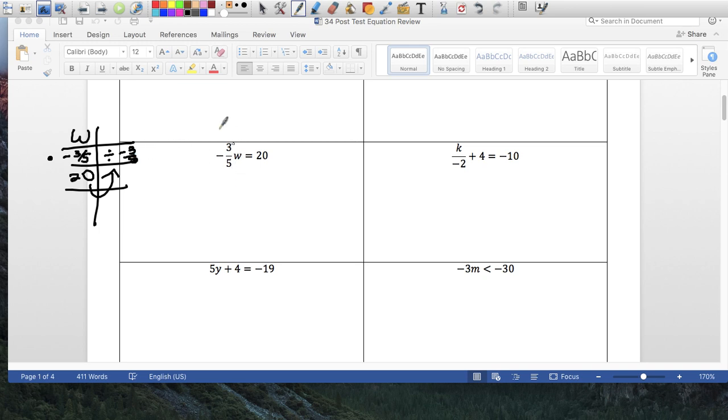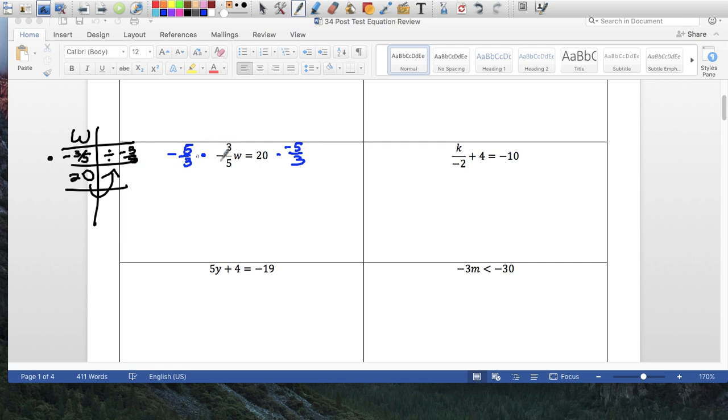So just keep in mind that when we divide by a fraction, right? When we divide by a fraction, we're really multiplying by its reciprocal. So on this side, I'm going to multiply that by the reciprocal. And the reciprocal of 3/5 is 5/3. Negative 5/3 in this case, right? And I'm going to multiply the other side by the same thing, negative 5/3.